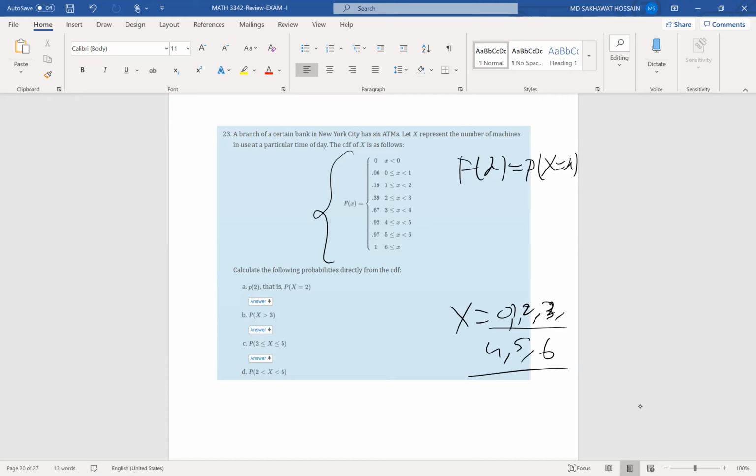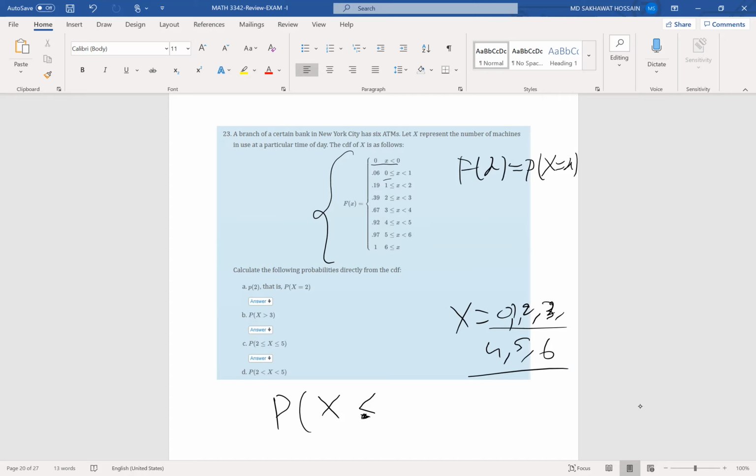So the cumulative probability means we are adding the probability. So x less than 0 means the possible values which are less than 0. We do not have any possible value here which is less than 0. So the probability is 0. When x is between 0 and 1, that means probability of x less than, x is between 0 and 1.